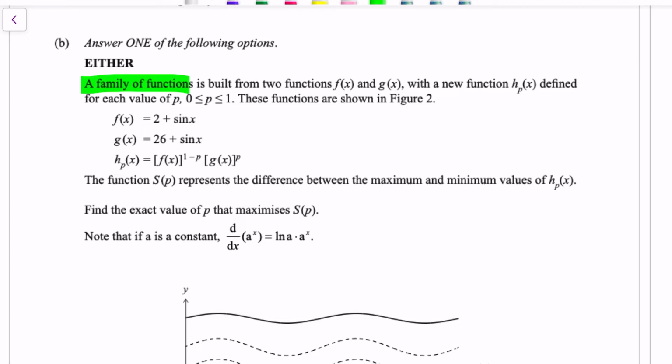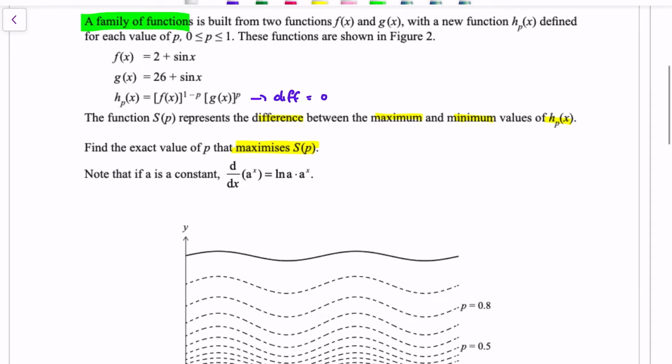My goodness. So it is a differentiation problem. We're trying to maximize s of p. We need to find out what that s of p function actually is. S of p is the difference between the max and the min of h of p. So I need to find the max and min of h of p. Now, to find that, I could differentiate this and make it equal to 0. And I did do this. It's a bit tedious, and it proves something that the graph below actually shows us, so we don't need to.